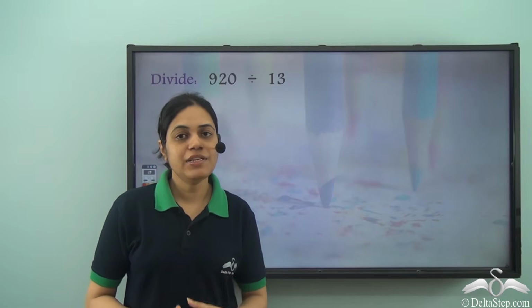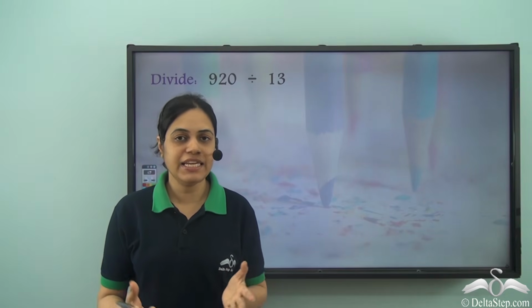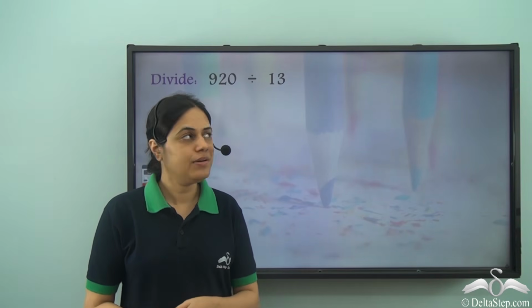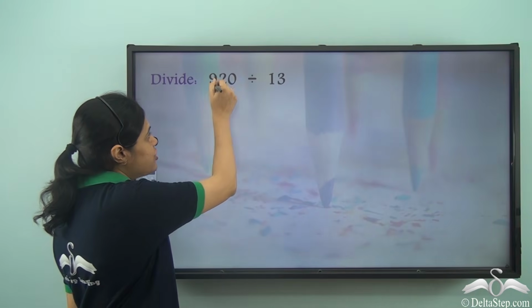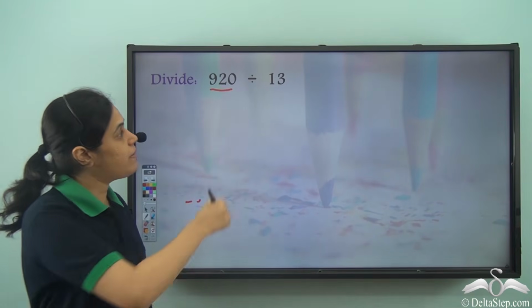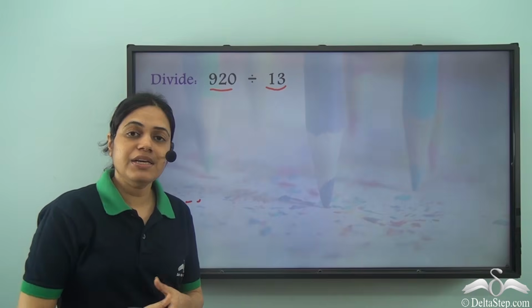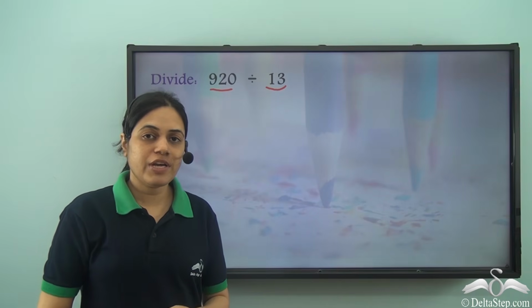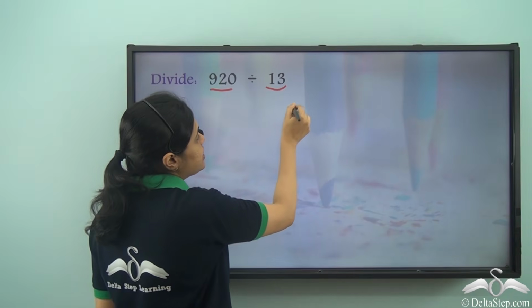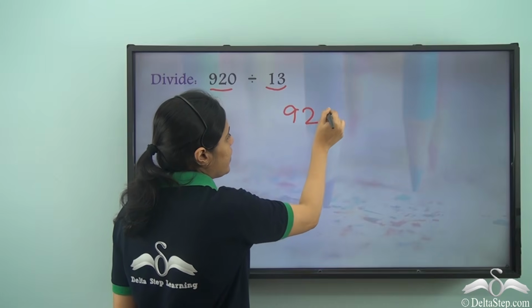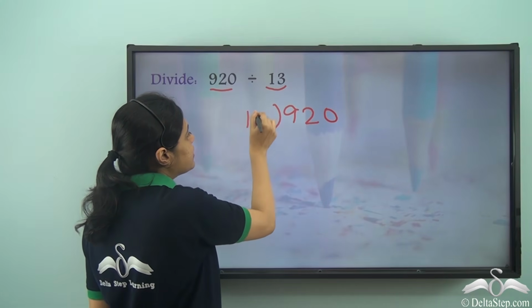We have already learned how we can divide any number by a 2-digit number. Now over here, I need to divide 920 by 13. 13 is a 2-digit number. So how can I do that? So I write 920 divided by 13.